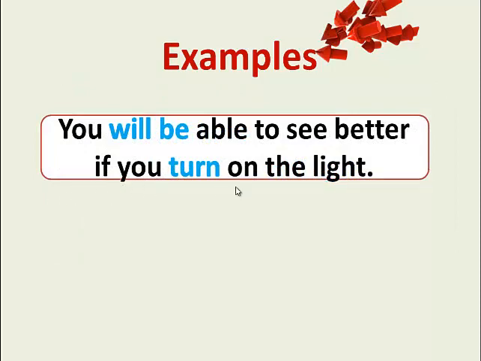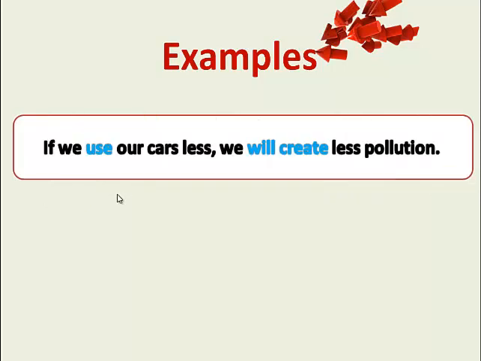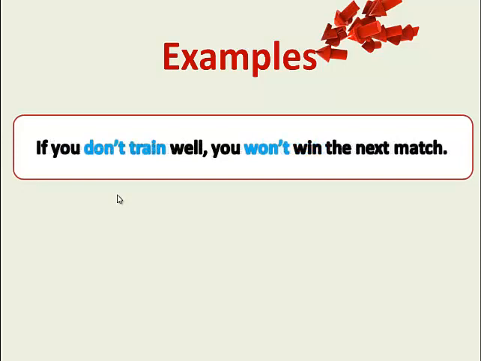Notice here that the if clause is at the end of the sentence. Okay? Here is another example. If we use our cars less, we will create less pollution. If we don't train well, you won't win the next match. So in the if clause here, the verb don't train is in the negative form. That's why we use the auxiliary don't followed by the base form of the verb to train. Okay? So in the negative form, it reads don't train.